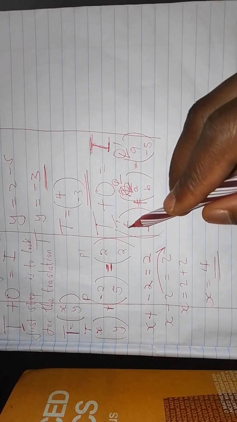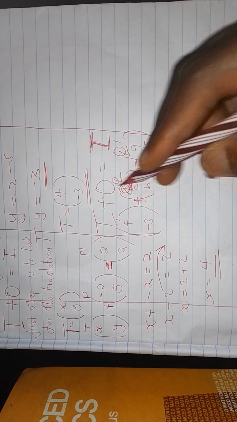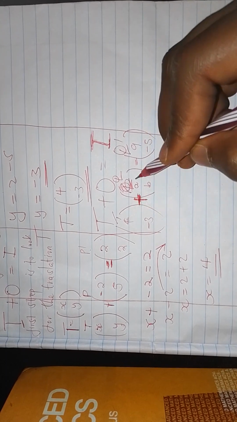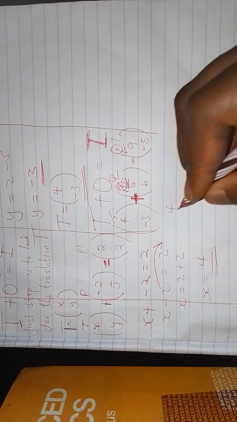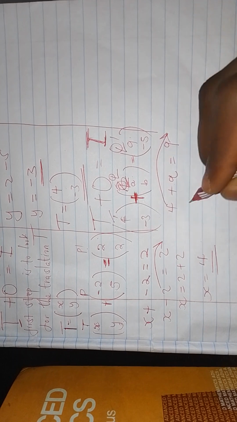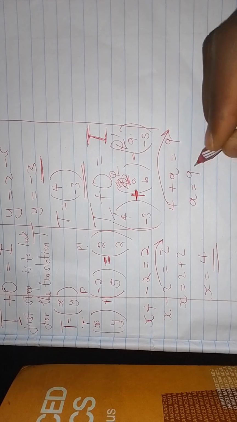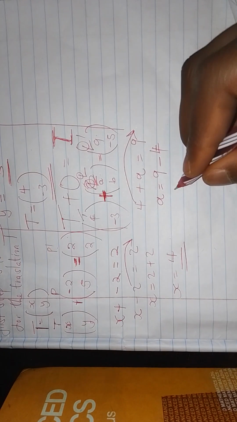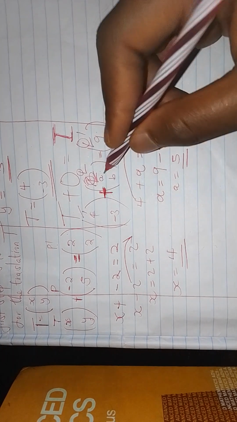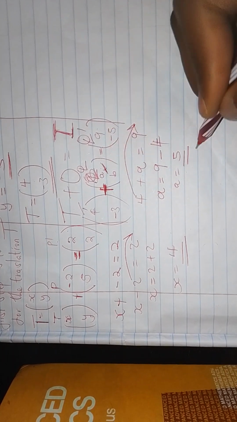So let's get A first. 4 plus, this is an addition sign, 4 plus A is equal to 9. Therefore, you take this on the other side, it will be A is equal to 9 minus 4. Therefore, A is equal to positive 5. So we have got the first unknown, which is A, which is 5.